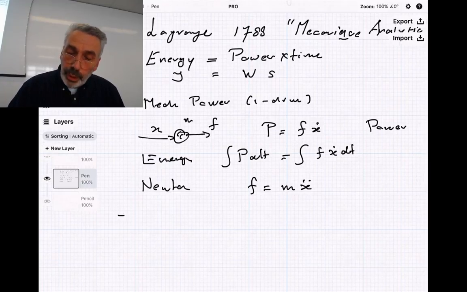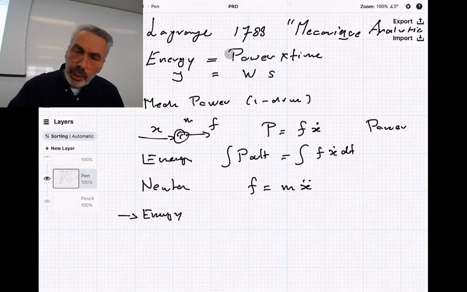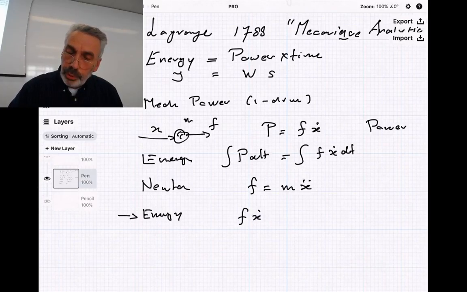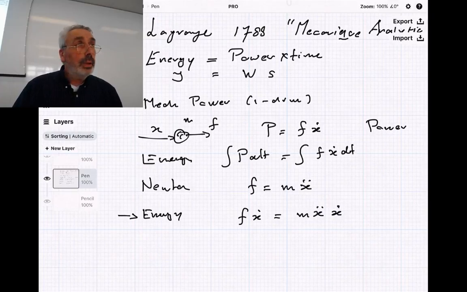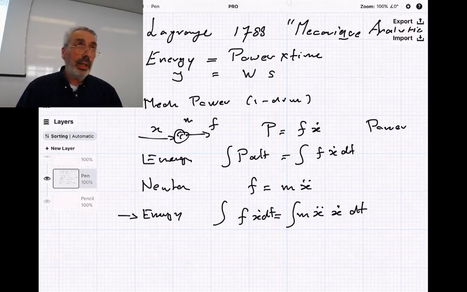Well, to go to energy, first I have to multiply with speed, because what did we say? Energy is power integrated over time. So first I have to get power. So we do force times velocity, and here mass times acceleration times velocity. And then to get energy I have to integrate both sides with respect to time. And now I have my energy equation for this one-dimensional case.